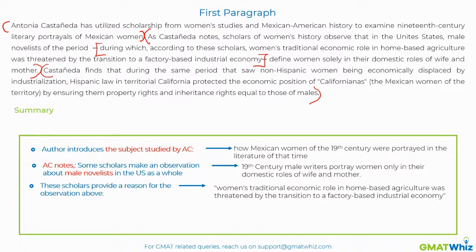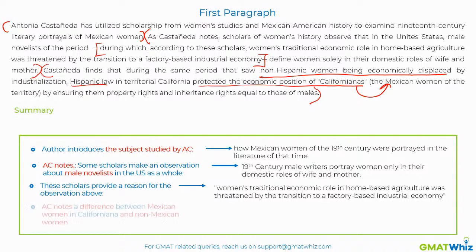All right, and then the last sentence talks about how the non-Hispanic women were economically displaced. Now, if you don't know what is Hispanic and non-Hispanic, you'll have to be patient. Non-Hispanic women of that time were displaced, but the Hispanic law protected the economic position of Californianas, and they were the Mexican women, which means from this you should be able to infer that non-Hispanic is the other women, the non-Mexican women, and Hispanic is the Mexican women.